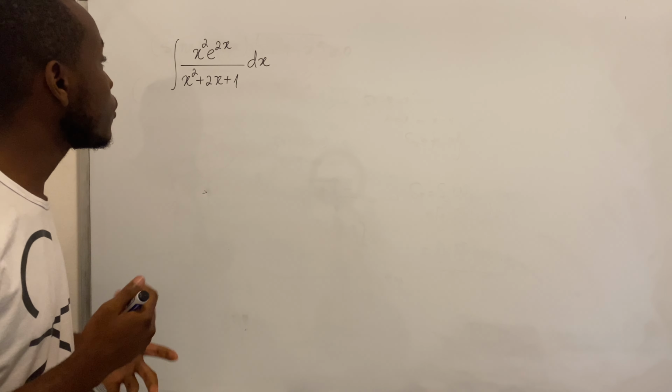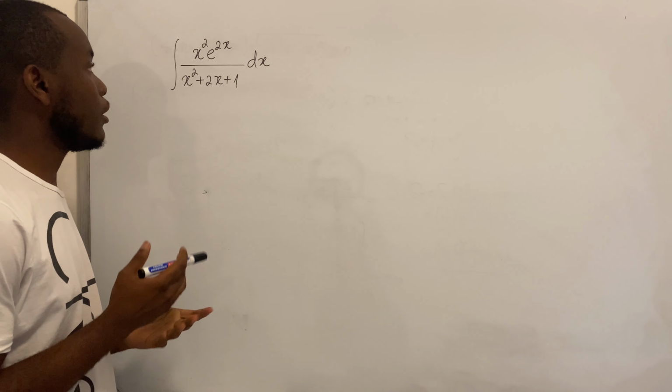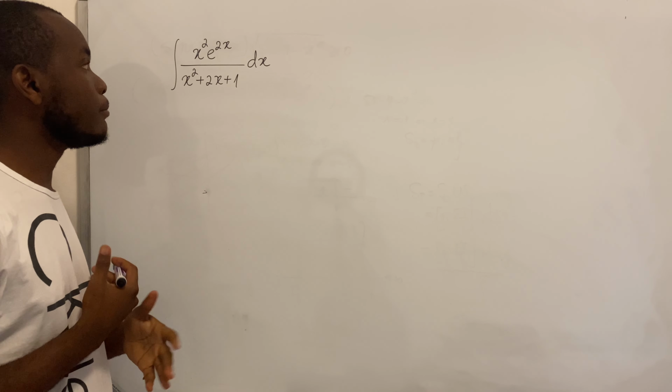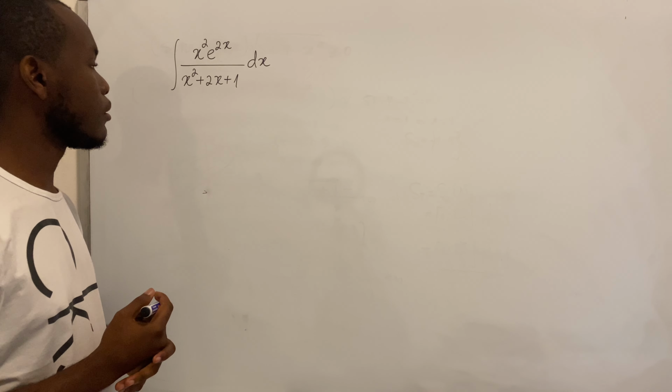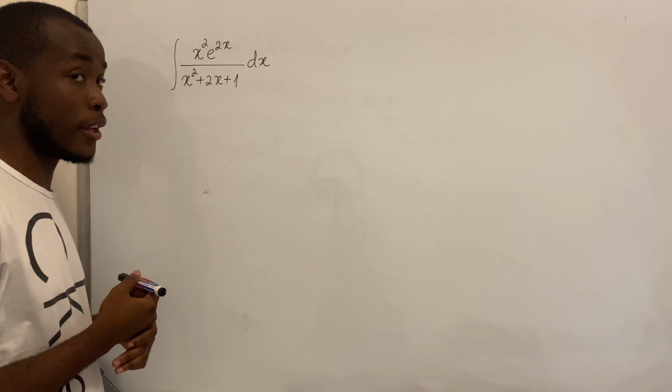So today we have this integral to solve. Okay, so to solve this integral, x squared e to the power 2x over x squared plus 2x plus 1, first we're going to need to apply some math trick here.